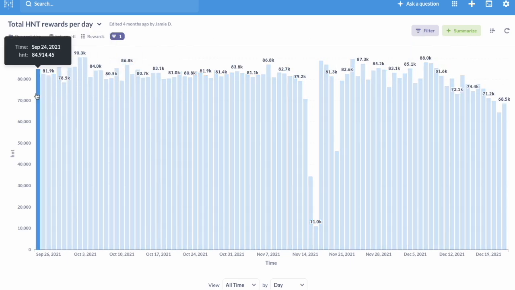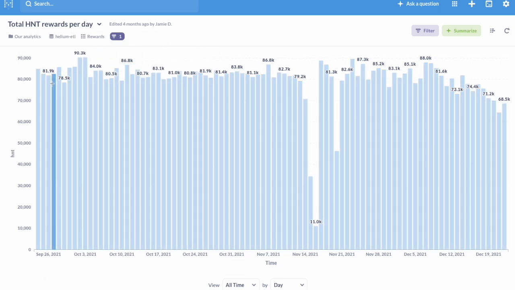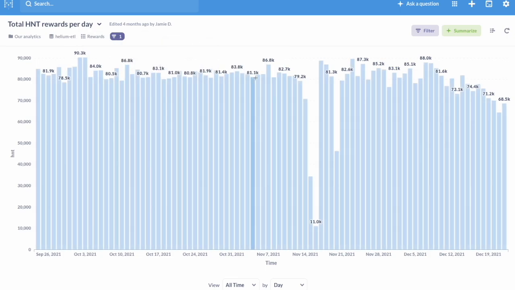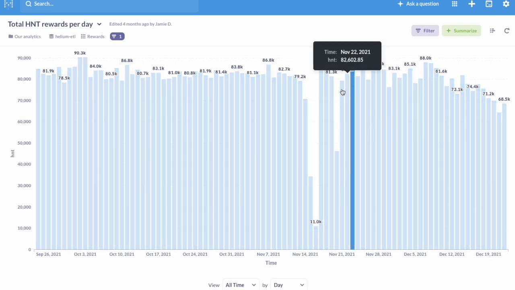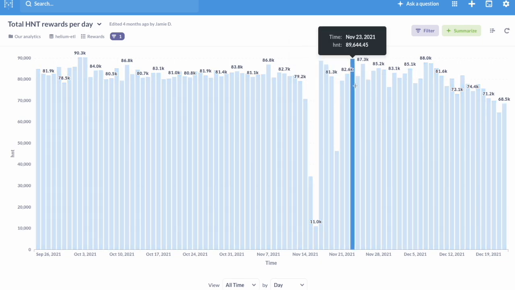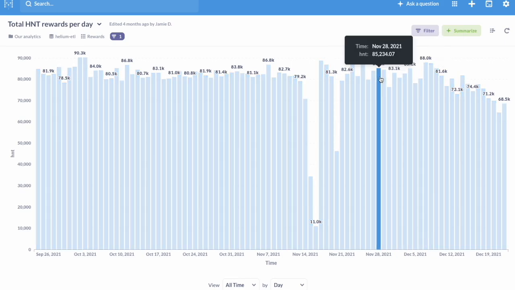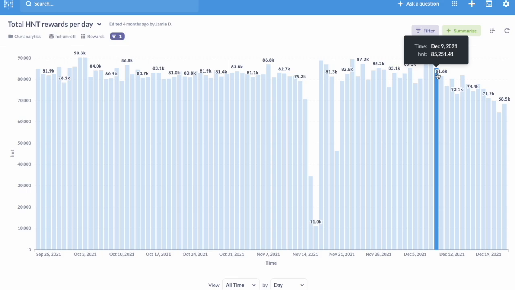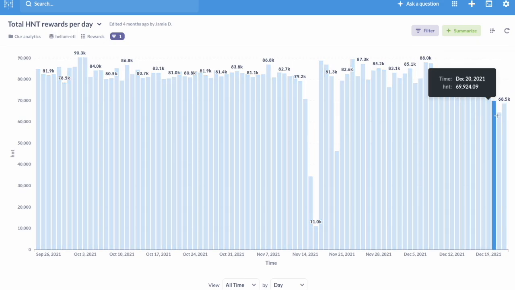You can see that in this chart each bar is 1 day. As you can see, for a long time, all the HNT being created each day was very, very similar. Of course, there was the blackout here where almost no HNT was created, and then it came back online and things were back as usual in between the 80 to 85K on average range of HNT per day. And recently, since around December 9th or 10th, we have seen a steady decline in this amount.